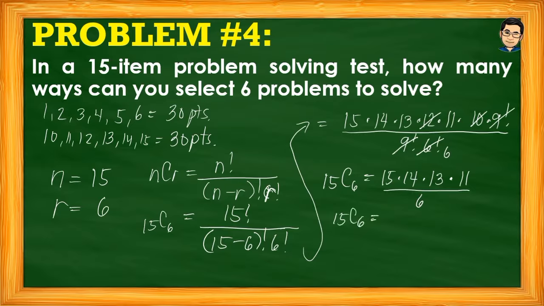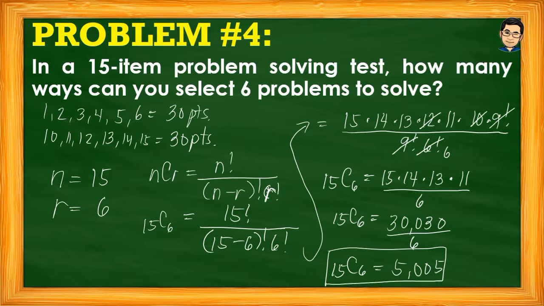So, yung product po ng ating numerator, 15 times 14 times 13 times 11 is 30,030. Then, pag dinivide natin yan sa 6, our final answer will be 5,005. So, ganyan po karami yung ways na pwede nating piliin yung 6 na problems out of the 15-item problem solving test.